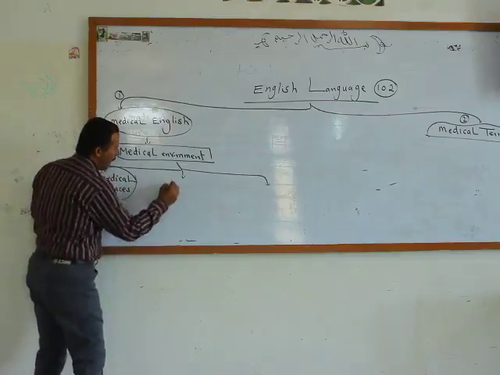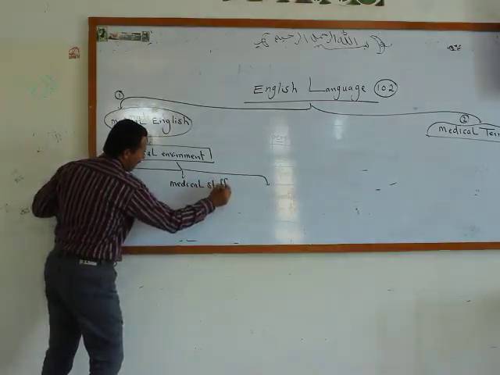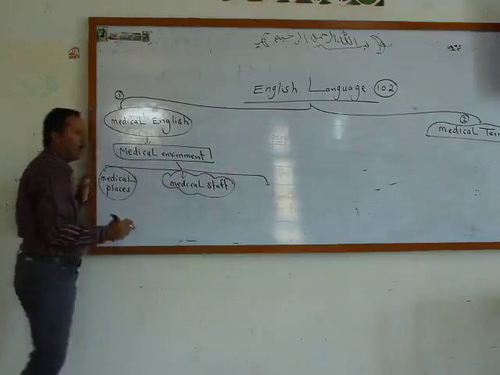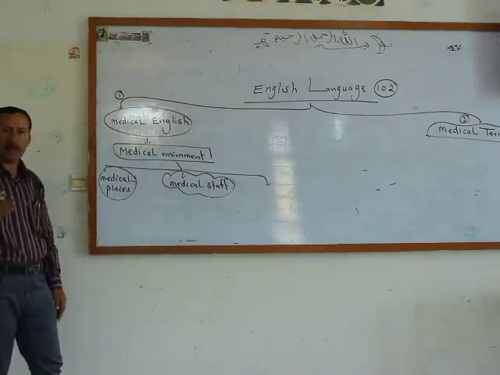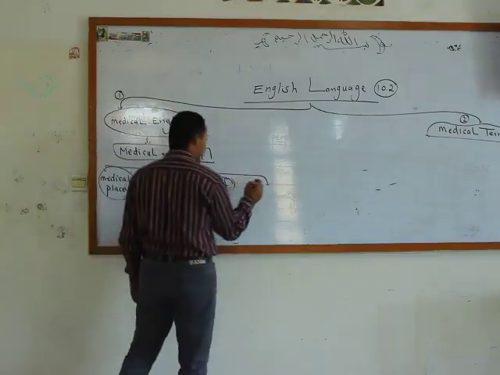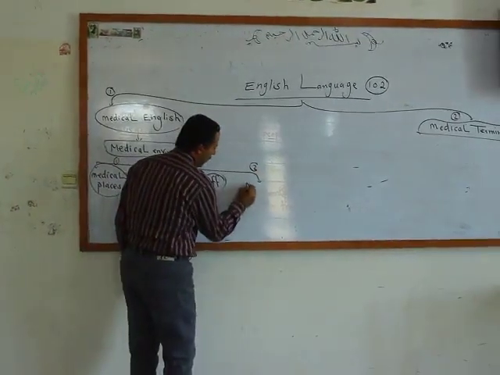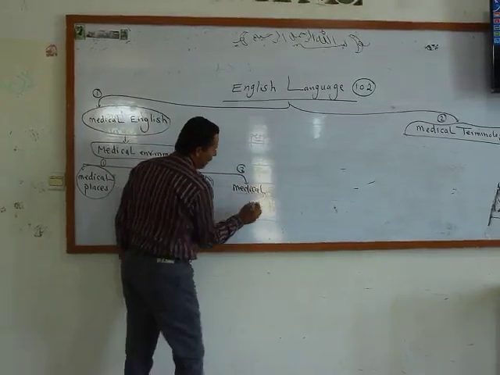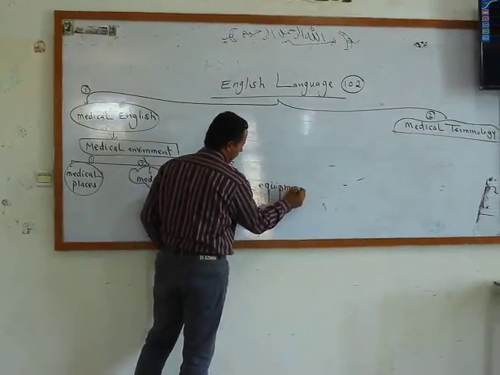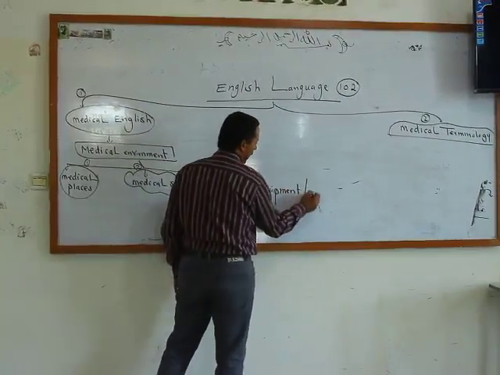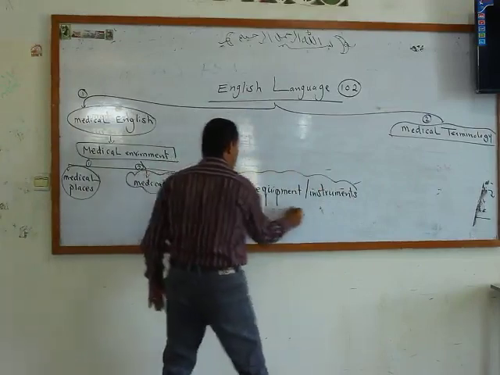Number 2, we're talking about medical staff. In first semester, we discussed the medical team or hospital team. Number 3, we're talking about medical equipment, or we say instruments. Here we discuss them in topic number 3.